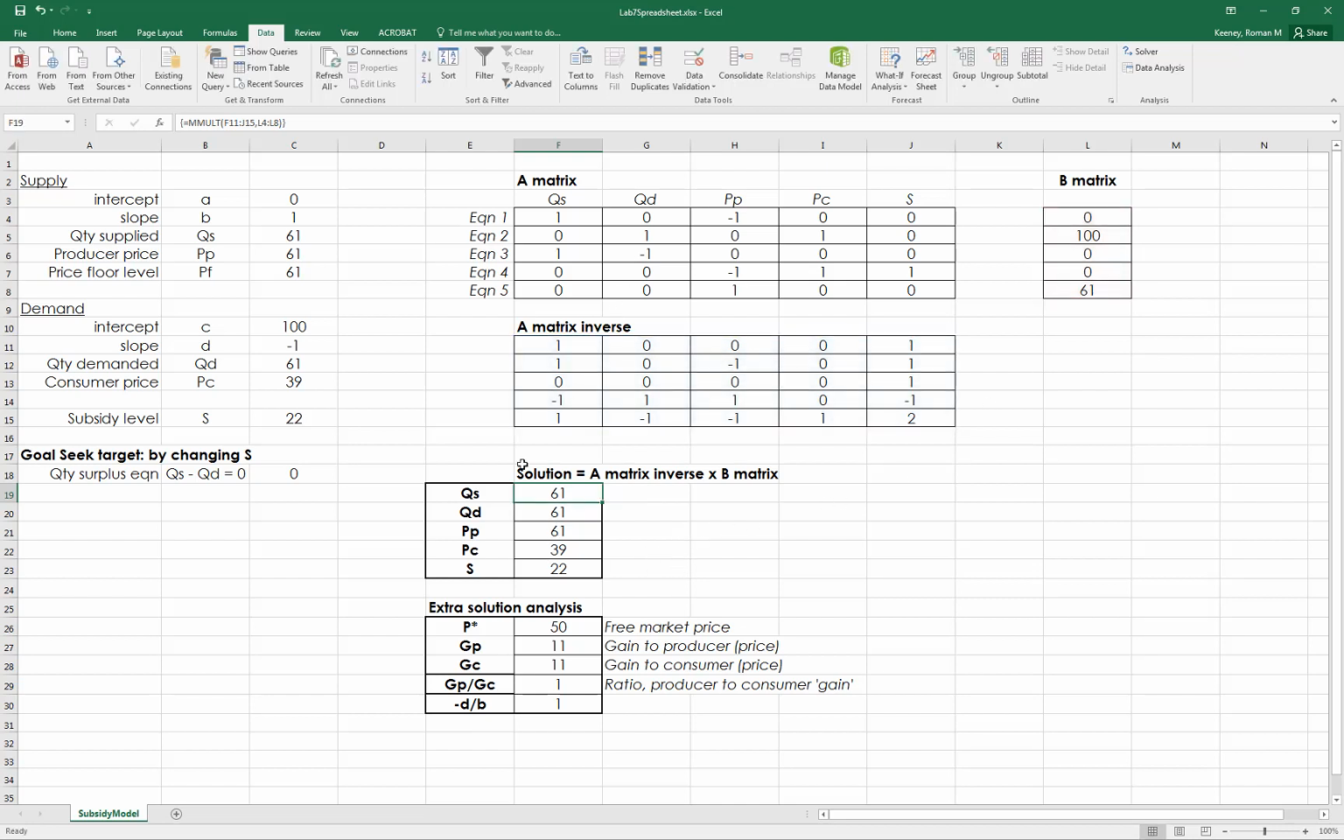Okay, so why would I go to the trouble of setting this matrix system up like this? Well, one, we get all the solution variables in a nice, convenient way. If you're wondering how I know which variables go where, it's based off of the order right here. Okay, so QS is first, quantity demanded is second, so that ordering stays the same in the solution.